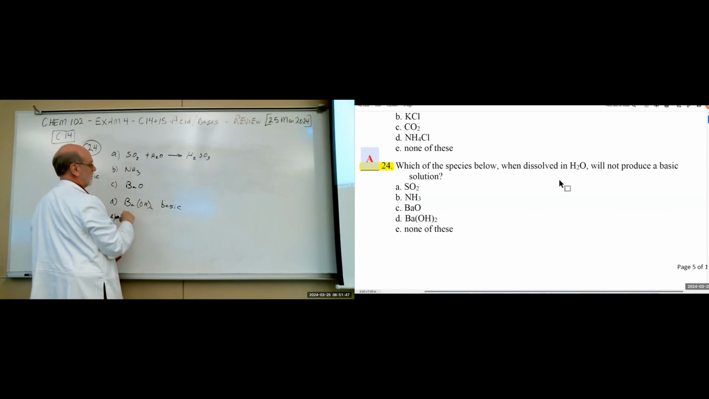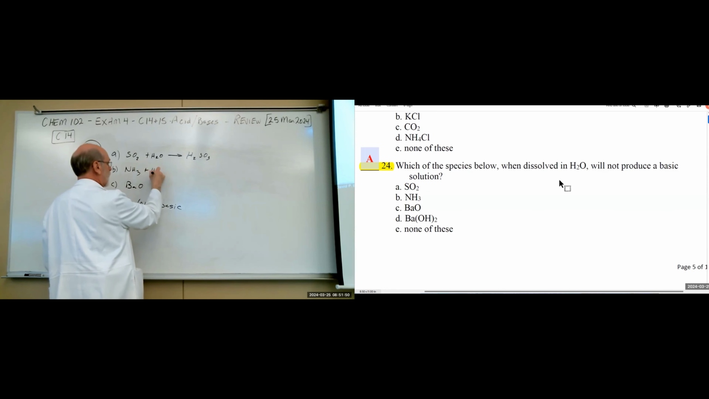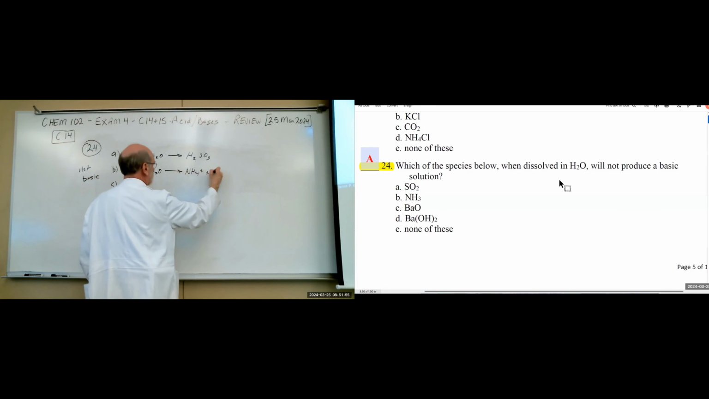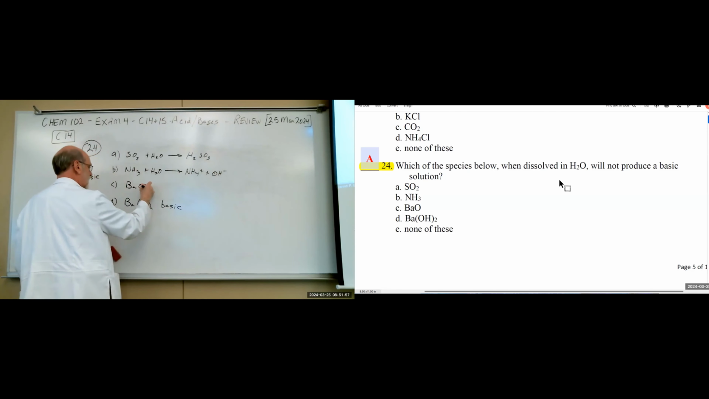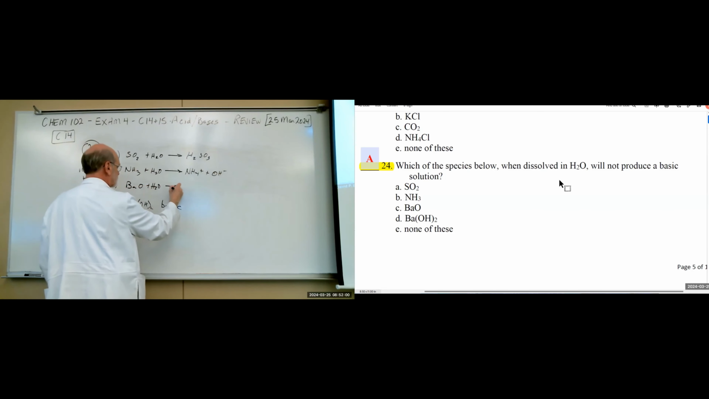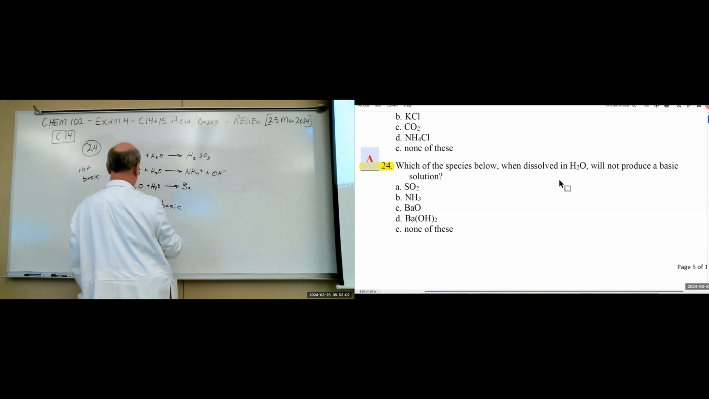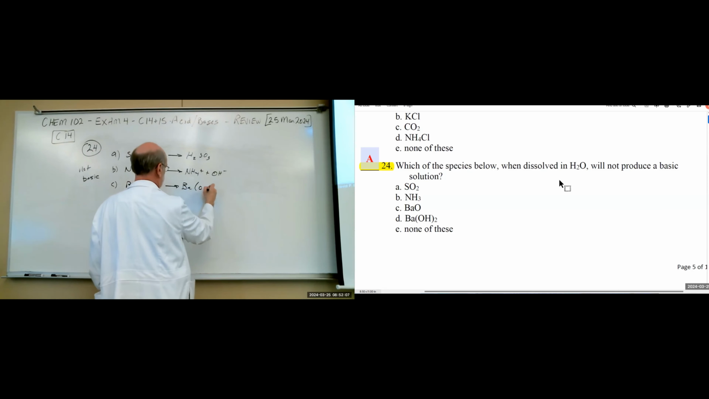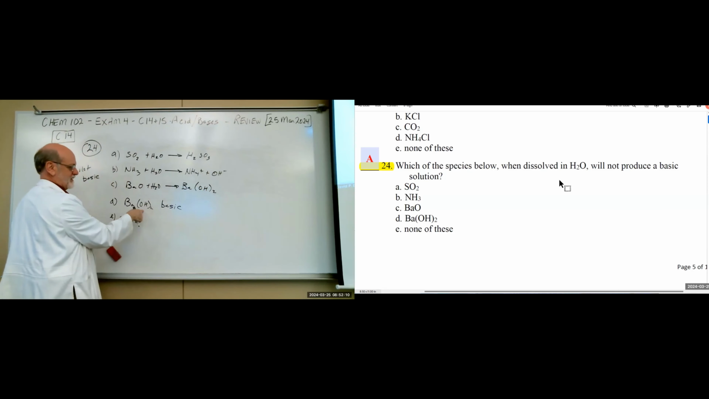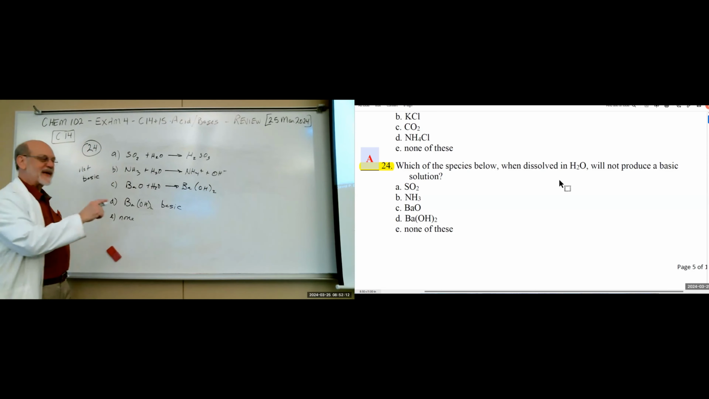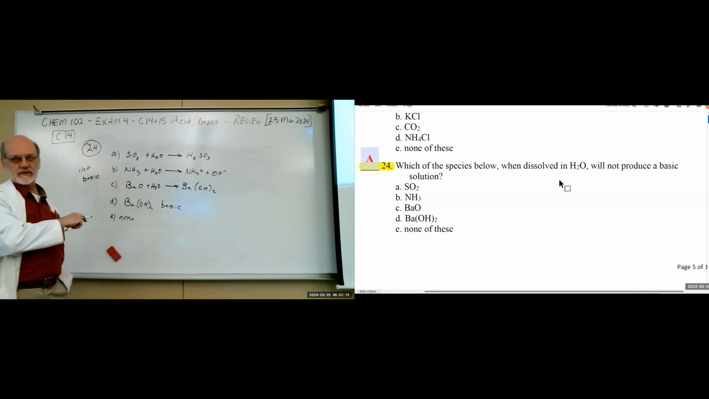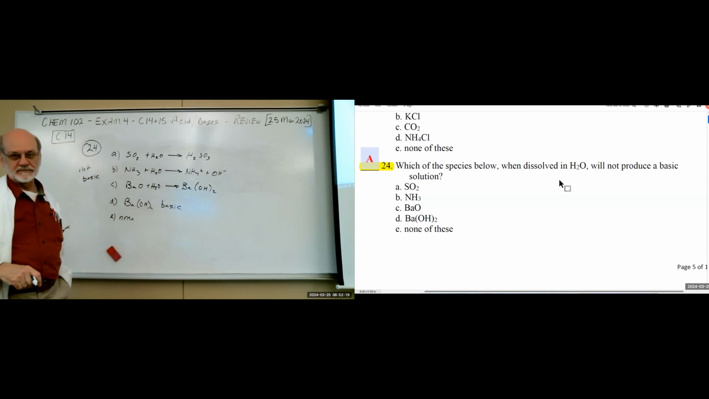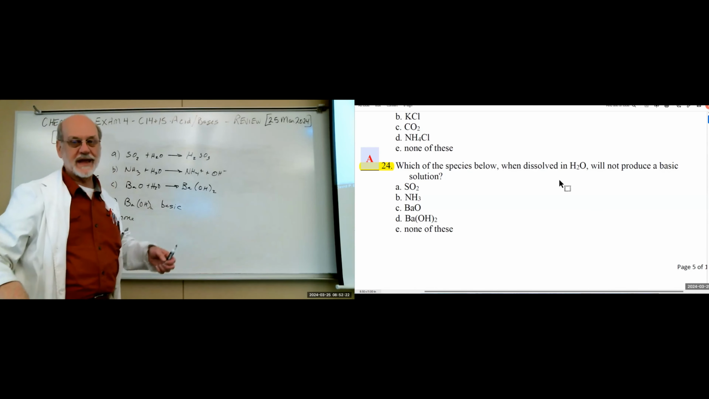A is the answer. But when you react this one with water, what are you going to get? You get ammonium plus hydroxyls. That's basic. When you react this one with water, you get barium, you get this compound right here. The metal oxides always produce basic solutions, and the non-metal oxides always produce acidic solutions. So A is the answer.